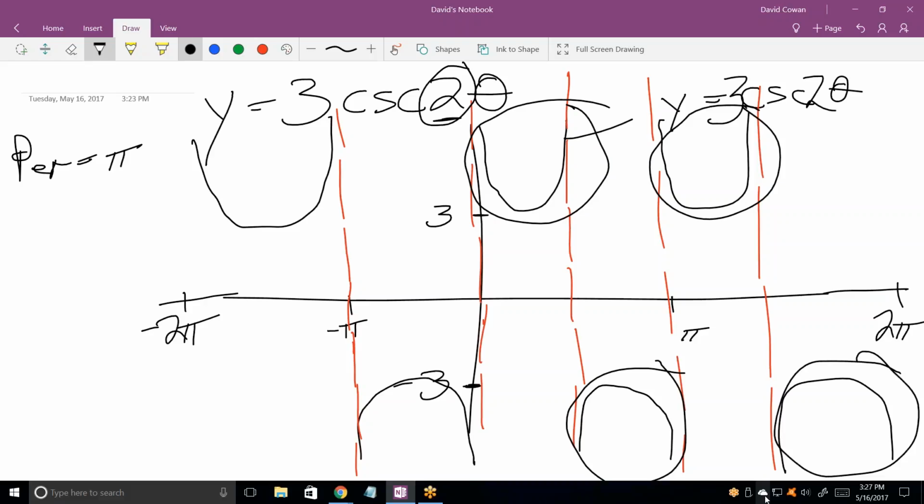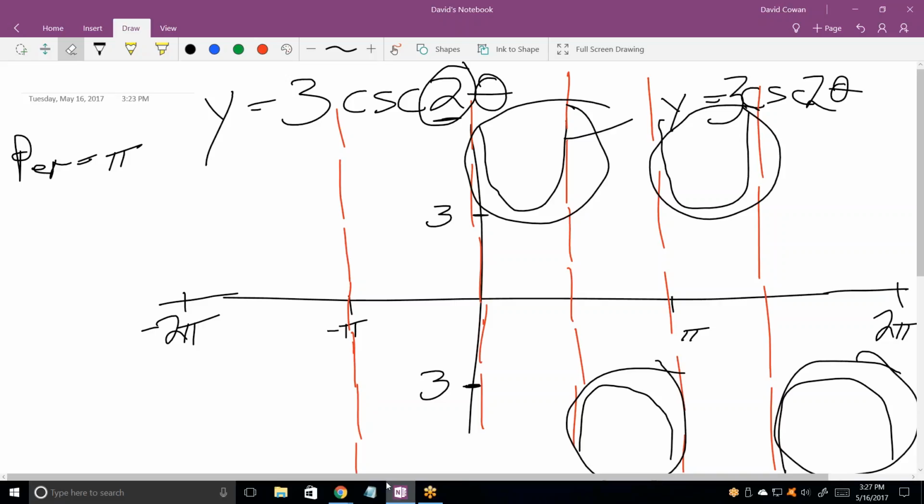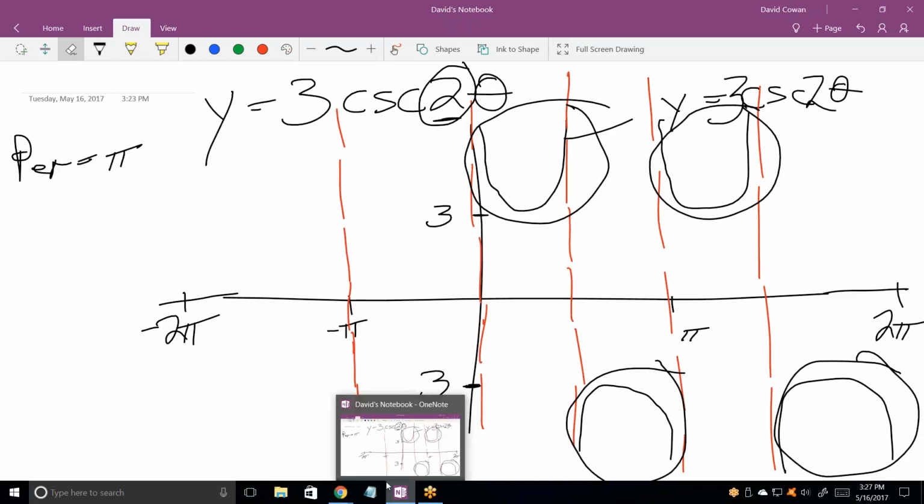Okay, did I label it wrong? I might have labeled it wrong. No, I think I labeled... Oh, I did label it wrong. Yeah. Sorry. Let me go back. Now I understand your question. So let's see. This is the y-axis. So I've got to have 2 cycles between 0 and pi. So it's got to look like this.